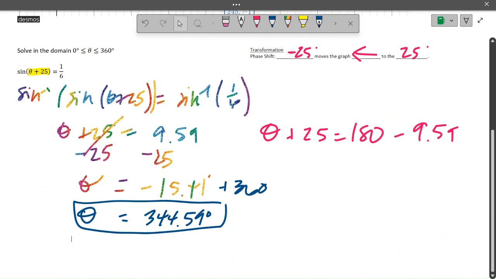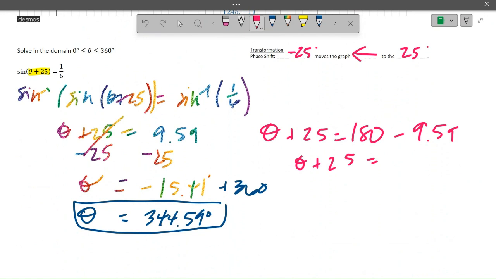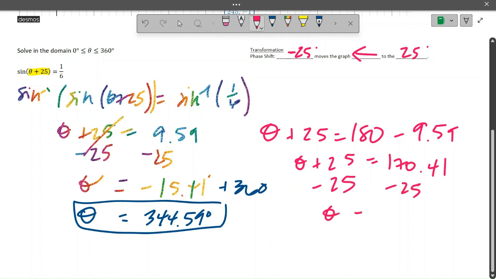All right, we're going to do the same thing to our other equation. We are going to simplify this. So we end up with theta plus 25 equals 170.41. And then we're going to deduct 25 from this because I'm trying to get theta by itself. When we do that, we get 145.41 degrees.